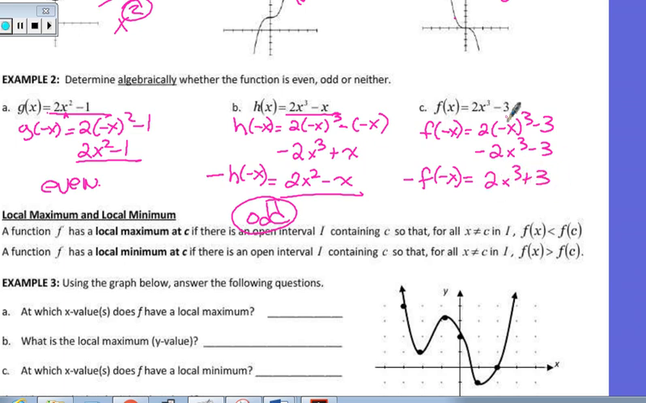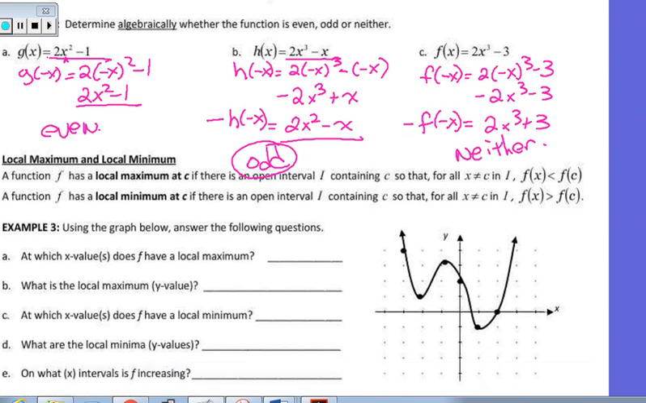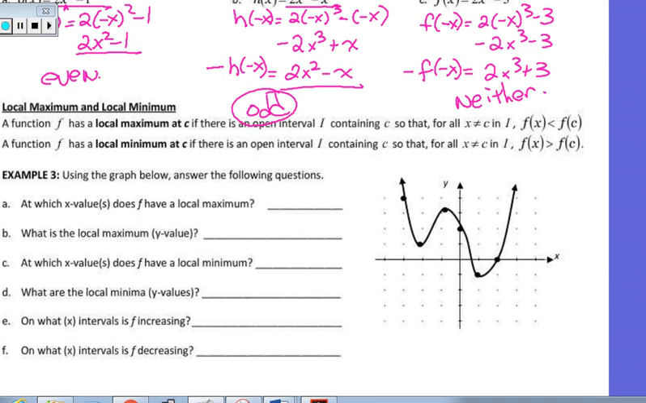This also is not matching the original function. So in this case, this would be considered neither. All right, so we're going to take a look at our graphs, and we want to kind of discuss certain features of them. We want to talk about local maximum and local minimums.